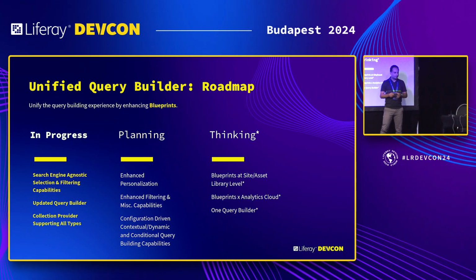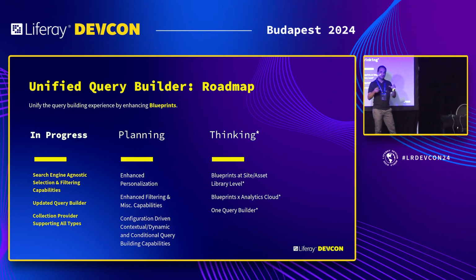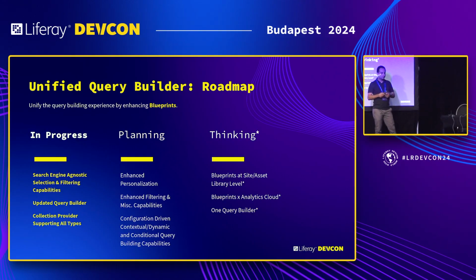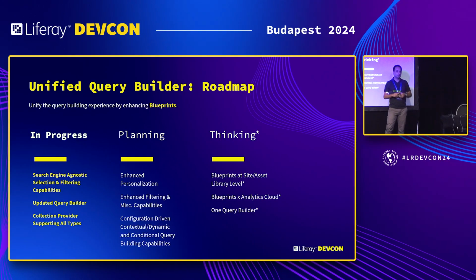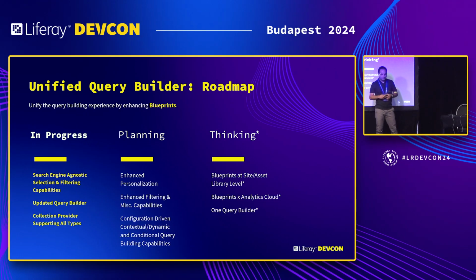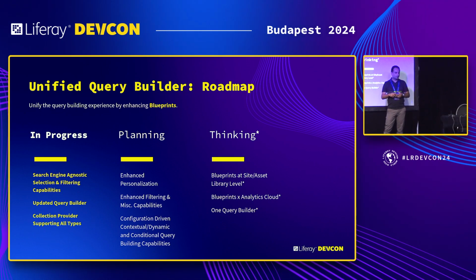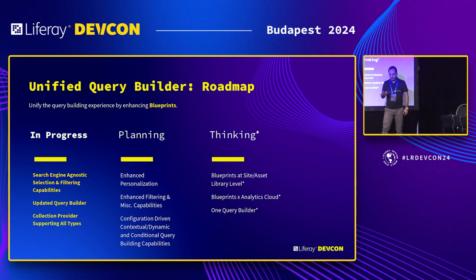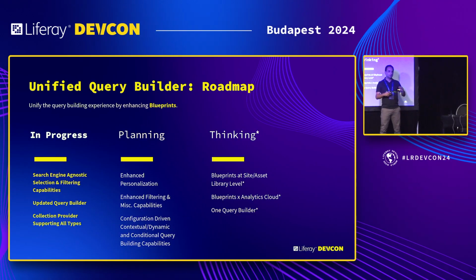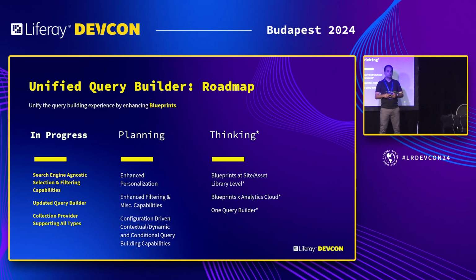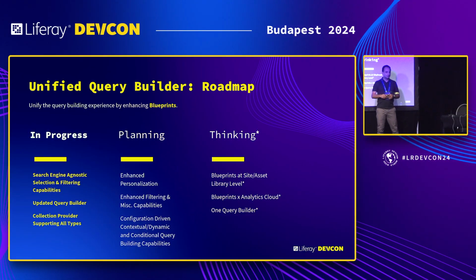What we're working on right now is search engine agnostic capabilities on the selection criteria and the filtering part. This will also make some adjustments to the query builder UI itself. And as I mentioned, the collection provider has some limitations, like only being able to return a list of asset entries and only the common fields of asset entries, not the specific ones. So that's something we're also trying to solve.